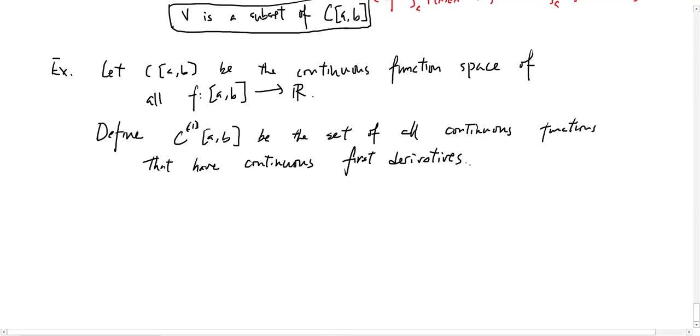So this apostrophe, this parentheses 1, is kind of like the first derivative. So we basically talk about the first. This is usually referred to as the first continuous derivative space, where we talk about only functions that have a continuous first derivative. So what kind of function would be in this set?